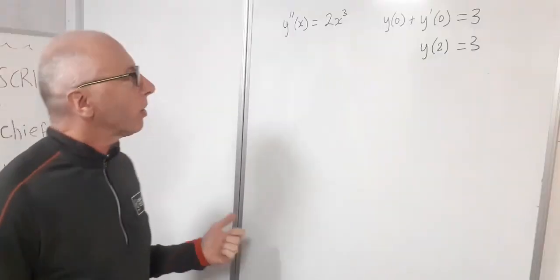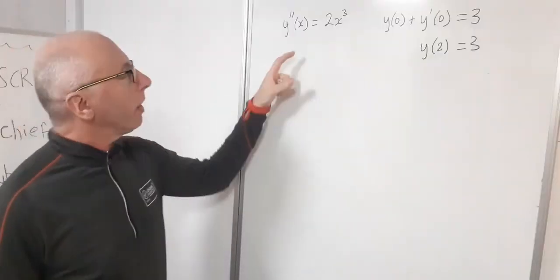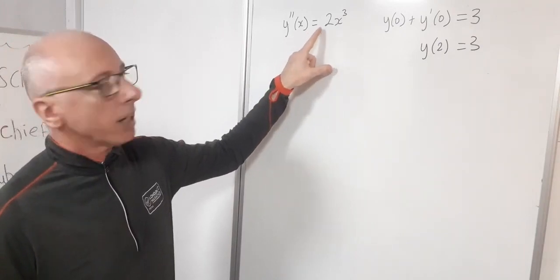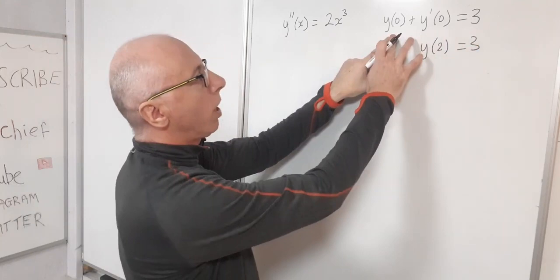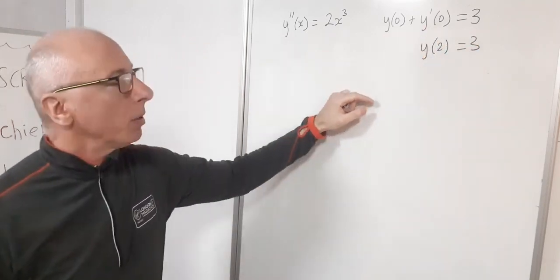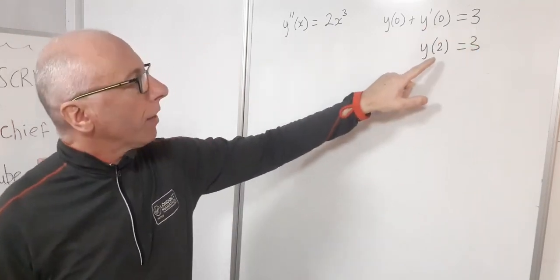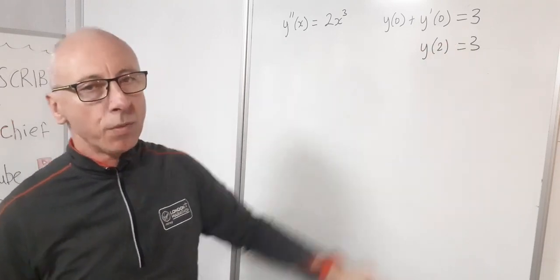So I've got this fun second order linear differential equation here. y''(x) equals 2x cubed, with these curious conditions: y(0) plus y'(0) equals 3, and y(2) is also 3.